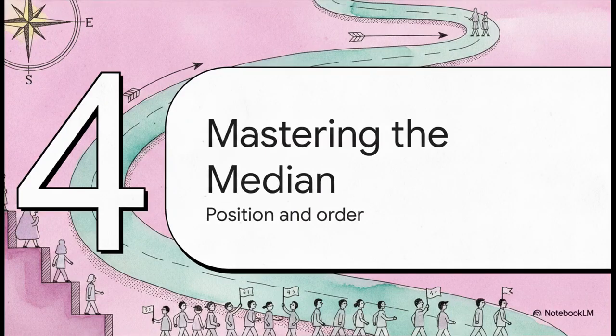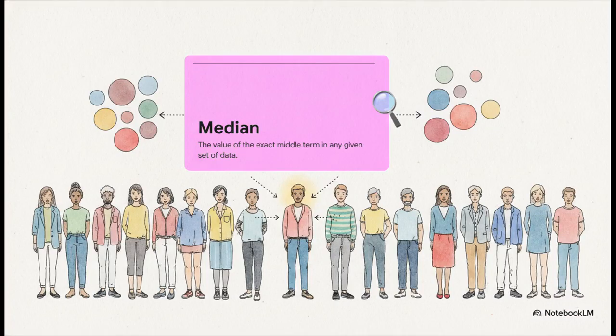That brings us to Section 4, Mastering the Median. Now, while the mean is obsessing over perfect arithmetic balance, our second statistical superhero has a totally different vibe. The median cares entirely about position and order. By definition, it's simply the value of the exact middle term in any given set of data. If you line everybody up in a row, the median is just the person standing dead center. Half the values are above them, and half the values are below.